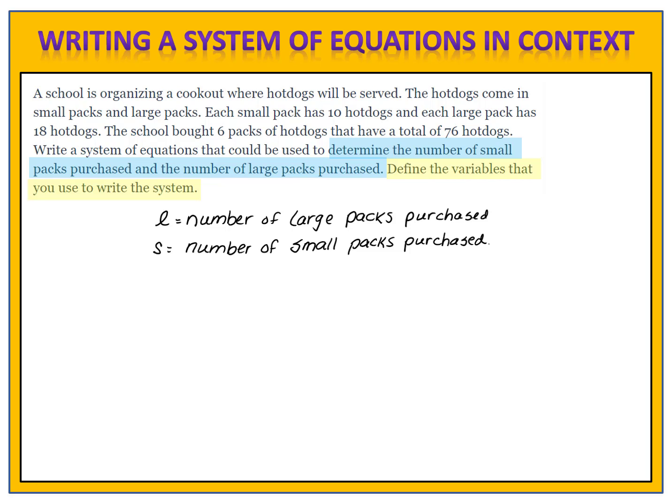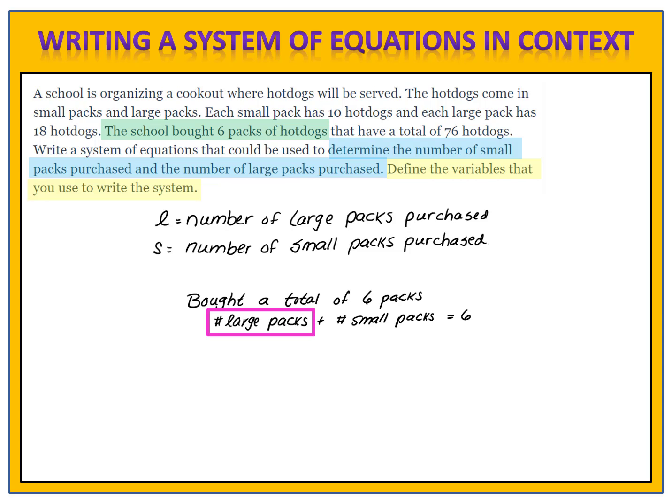Now we have to begin looking at the problem and putting the pieces of information together in order to write our equations. The first thing that I see is that the school bought 6 packs of hot dogs. They bought a total of 6 packs. That means the number of large packs plus the number of small packs is equal to 6. How many large packs did we buy? Well, according to the let statement, L is the number of large packs purchased. So I have L.